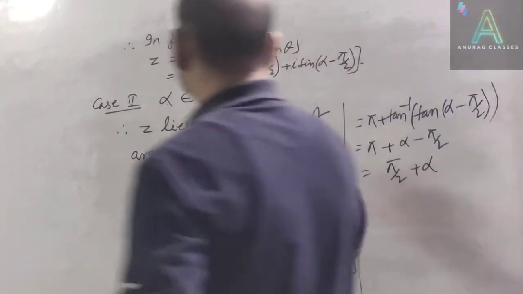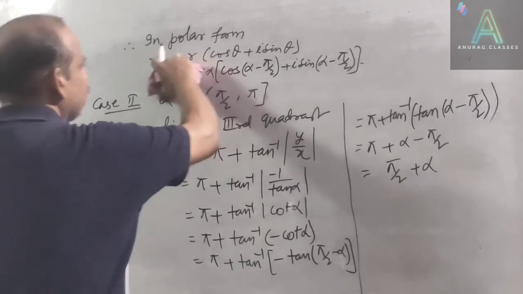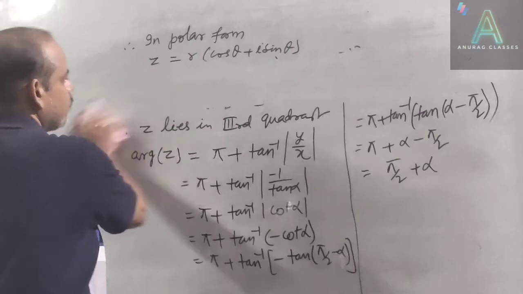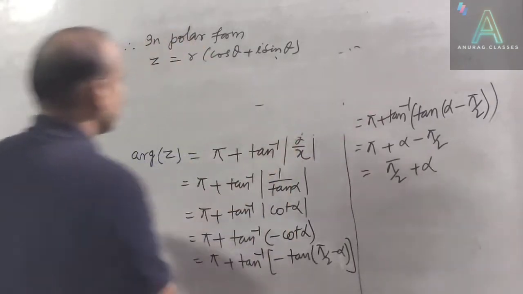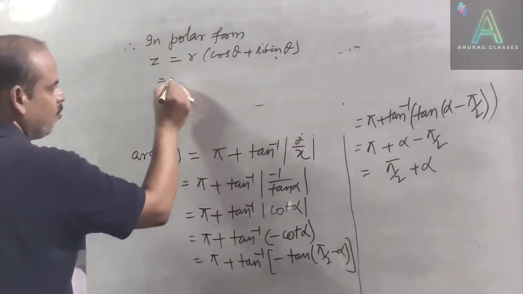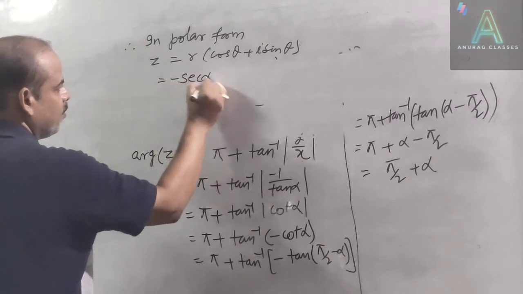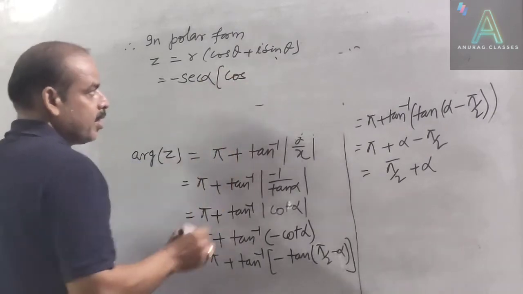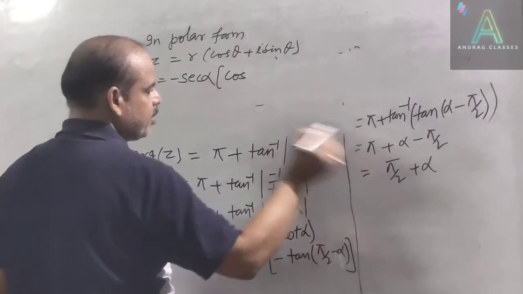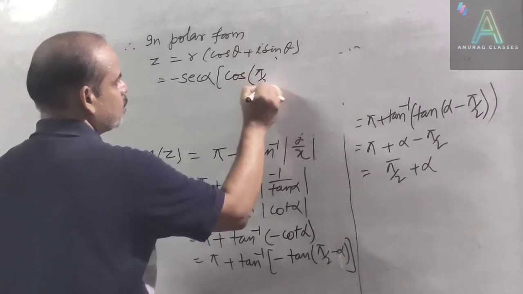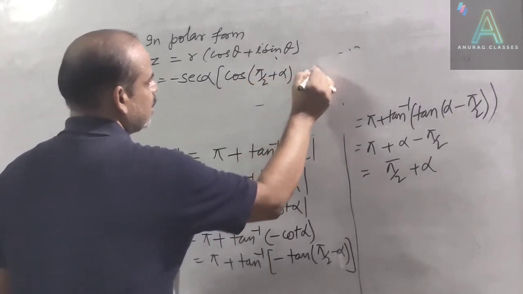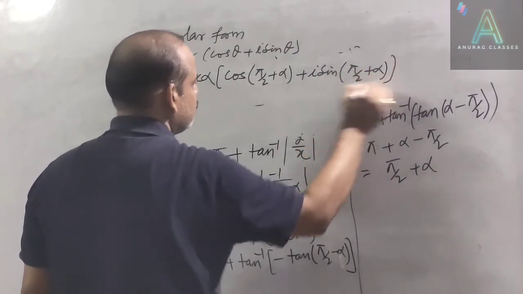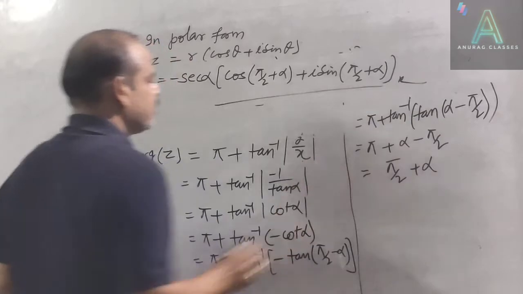Therefore, in polar form, the value of r is minus sec alpha in second quadrant. Cos theta, that is argument. The value of argument is pi by 2 plus alpha. So cos pi by 2 plus alpha plus iota sin pi by 2 plus alpha. So this is the answer.